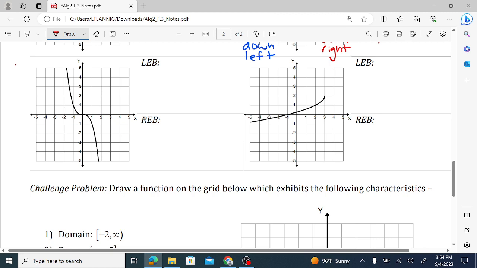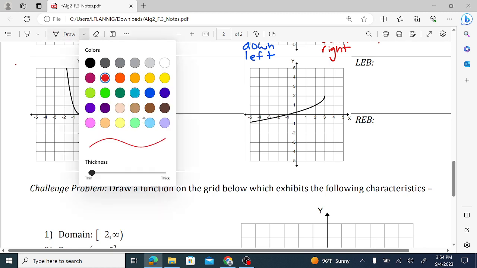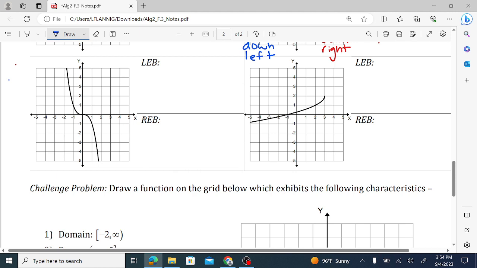Now we're going to do the third one. In this case, we're going to do the left behavior first, like always. Left behavior, always x approaches negative infinity, while y, what's happening to it? Is y going up or y going down? Well, up. So that means positive infinity.